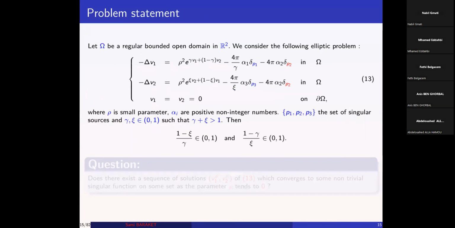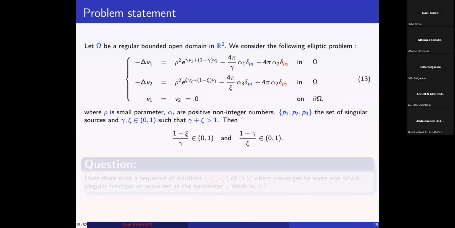Now we will consider the principal problem that I will try to present today. We will consider the same system as Chanillo and Trabelsi, but we will add 2 Dirac masses in the first equation and 2 Dirac masses in the second equation. We remark that the Dirac masses are delta_{p1}, delta_{p2} in the first equation, and delta_{p2}, delta_{p3} in the second equation. So we will discuss the set of blow-up points and the set of Dirac masses. There are essentially 2 cases.